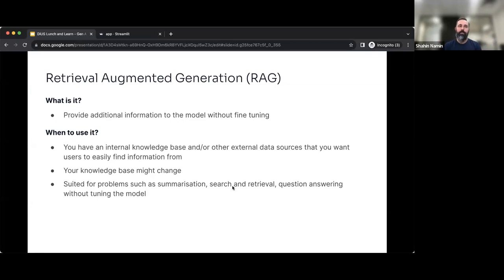So it's a very good technique if your knowledge base is changing, because you are not fine-tuning the model. It's actually very easy to go and incorporate your new data set, or changed data set, into the currently seen data set that the model had been exposed to. And it is suitable for problems such as summarization, sometimes search and retrieval. So go and ask a question about the data set that was available, give me the answer. And of course, you don't need to tune the model in this technique. So how does that work?